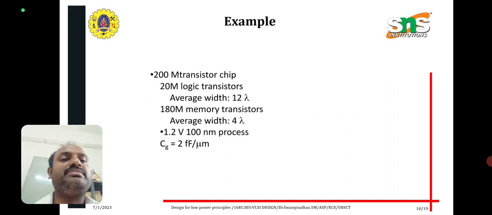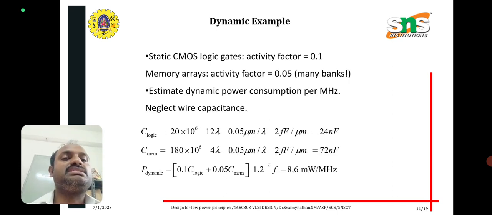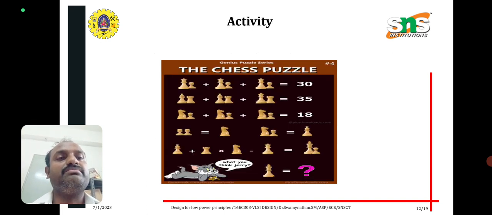This is an example for a 200 M transistor chip, with 220 mega logic transistors. The average width is 12 lambda, and 4 lambda for 180 nm. So gate capacitance is in F per micrometer. Next, this is the dynamic power example for different logic: the logic, the memory, and the dynamic network.